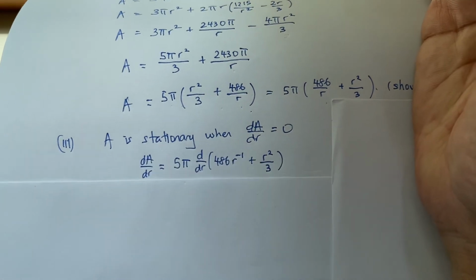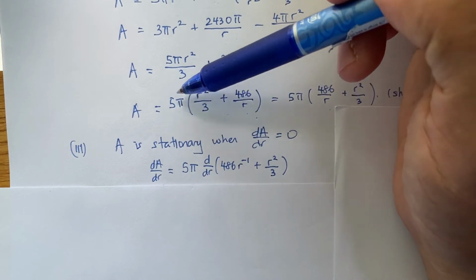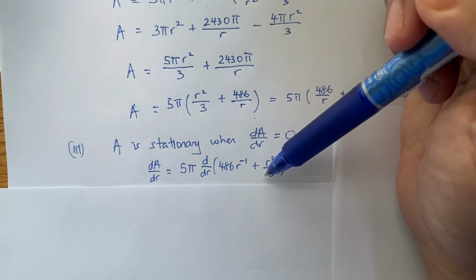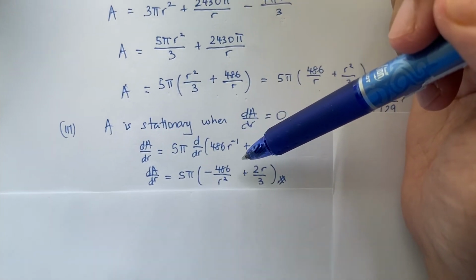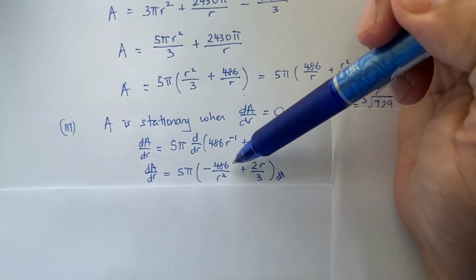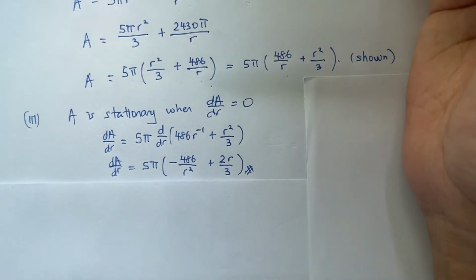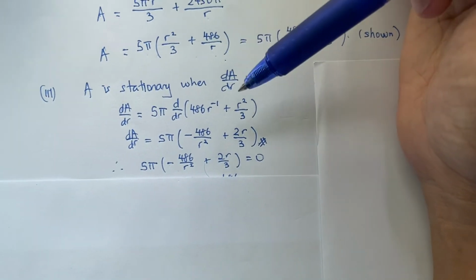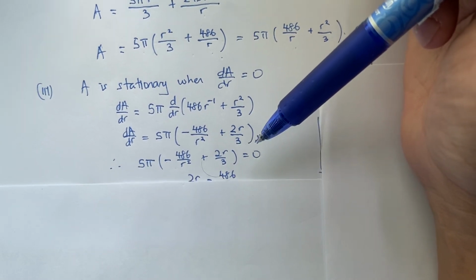This is our A. 5 pi is actually a constant multiple. We can bring it out. And we're going to differentiate these two terms here. The first one will be minus 486 divided by r squared, and the second one will be 2r over 3. And we set this to 0, and we're going to get this.